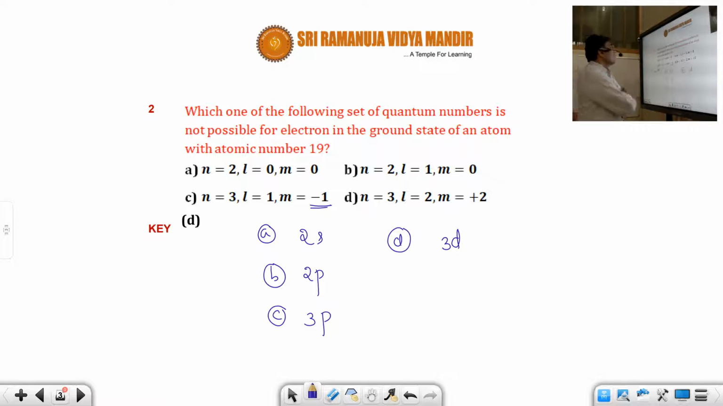Now have a look here. Now there is a problem. I hope you understood. m is equal to plus 3 is not possible. So n is equal to 3, l is equal to 2, m is equal to plus 2 is the valid one. So this is the answer.